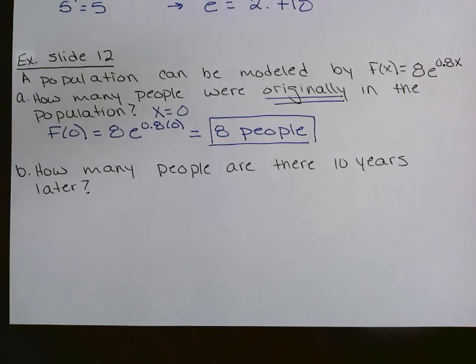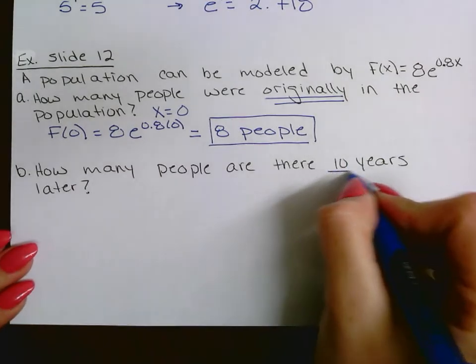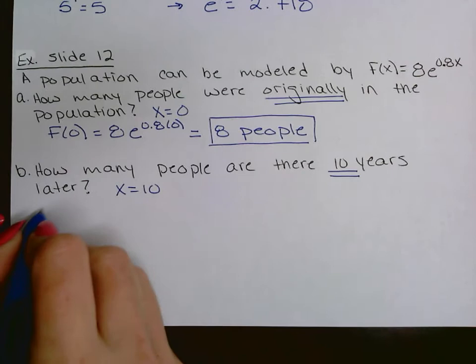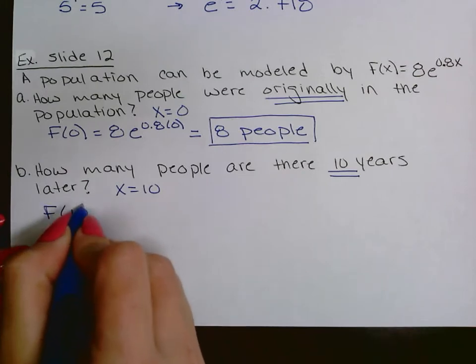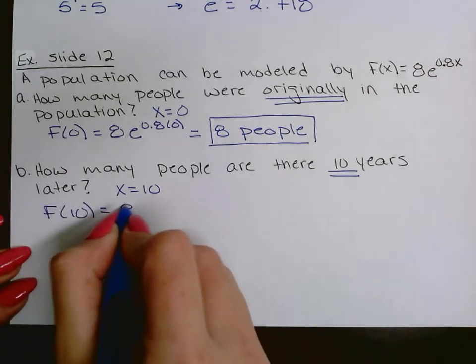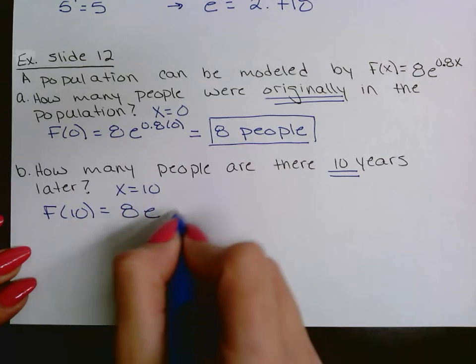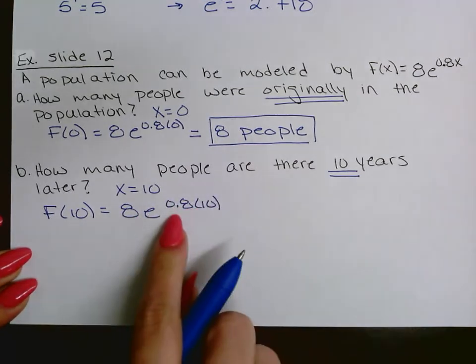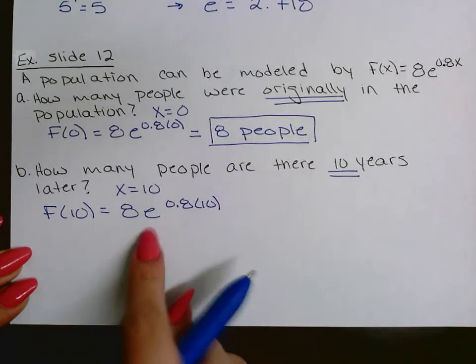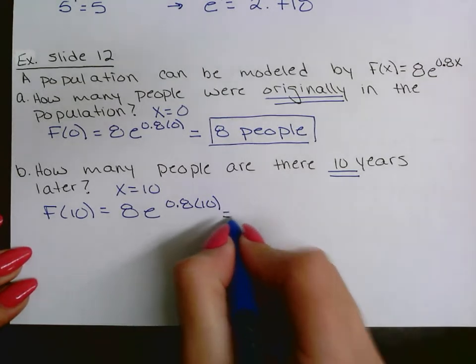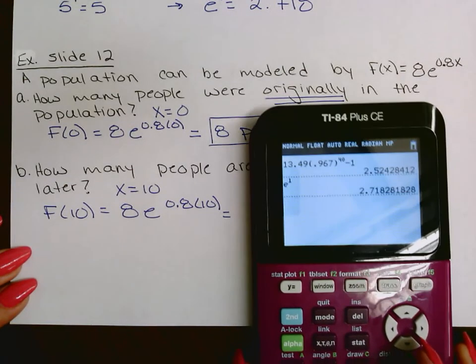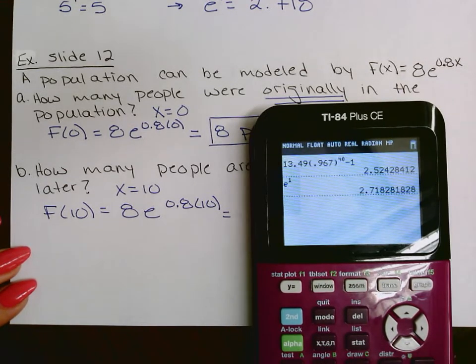So part B says how many people are there 10 years later? So 10 is your time. And now I'm saying f of 10. So 8 times e raised to 0.8 times 10. Now, I don't know about you, but I could do 0.8 times 10, but I don't really know e raised to that number. So go ahead and take out your calculator. Okay? And we're going to plug that in.